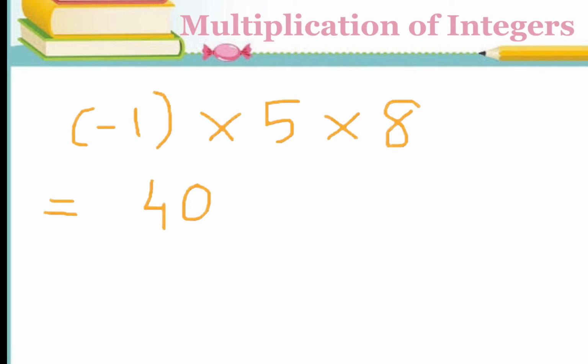As you can see, this is minus and this is plus. So minus and plus becomes minus, that is negative. And negative and positive becomes negative. So the answer here will be minus 40.